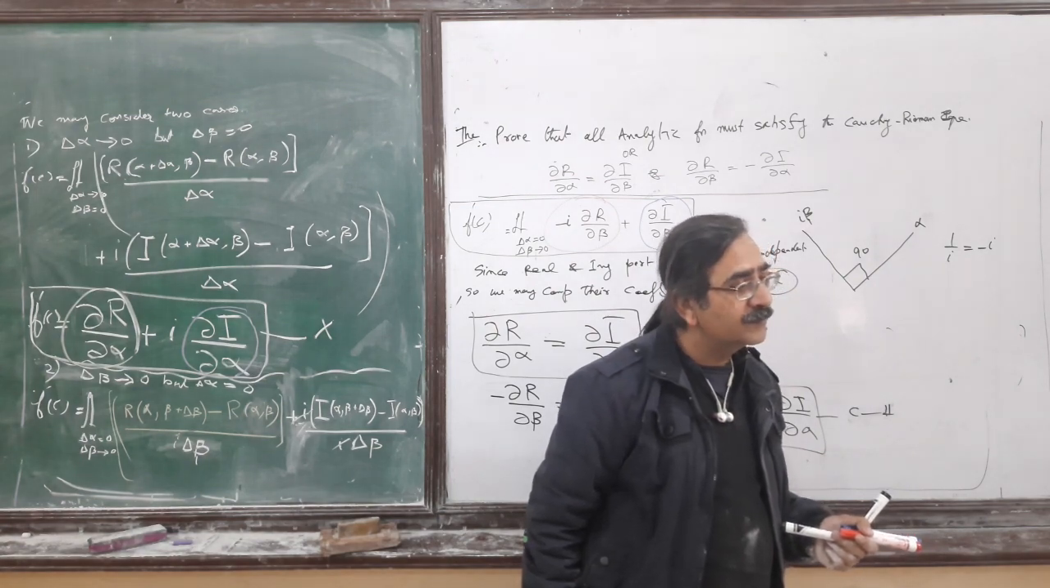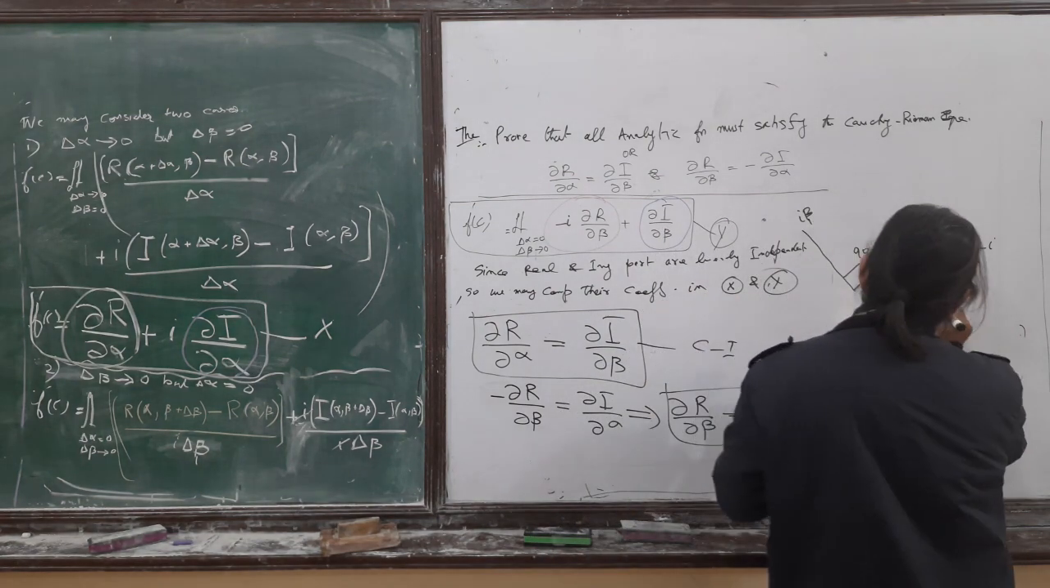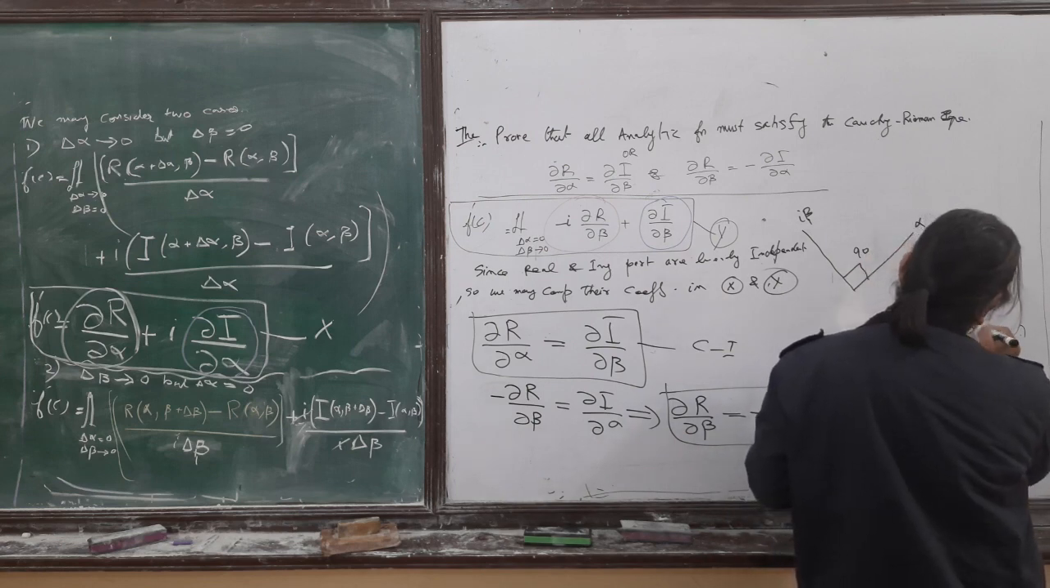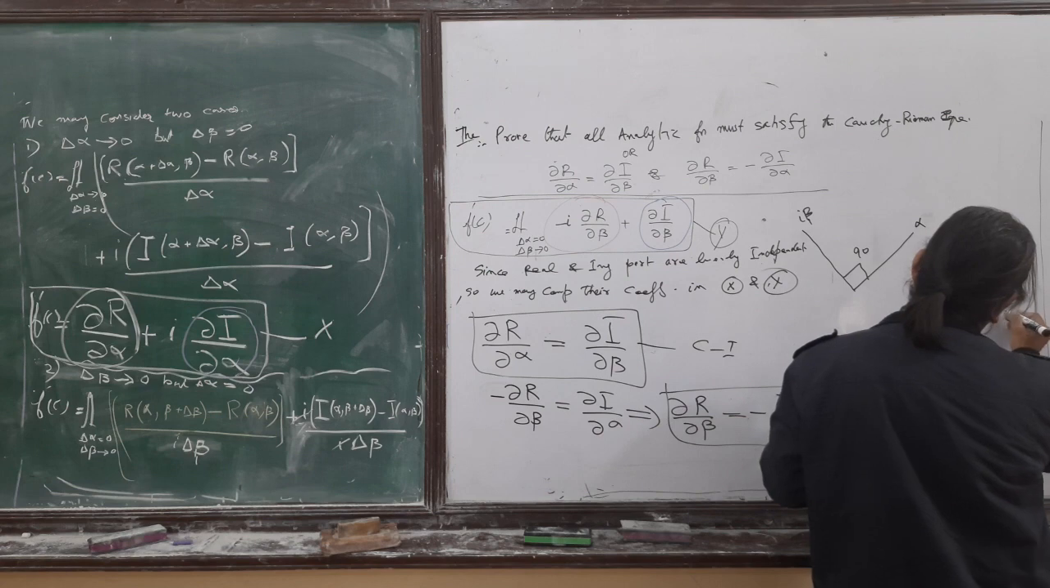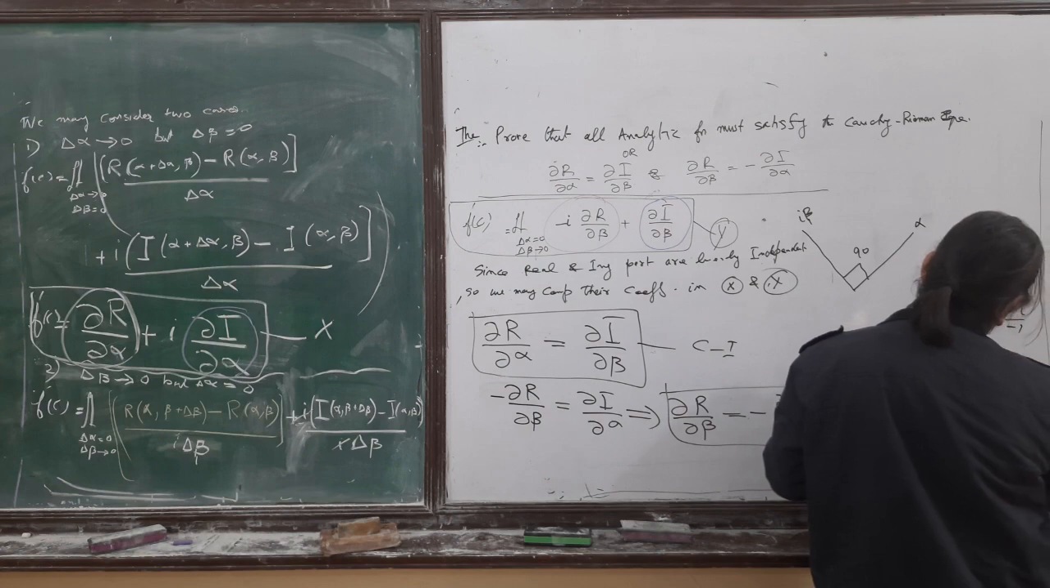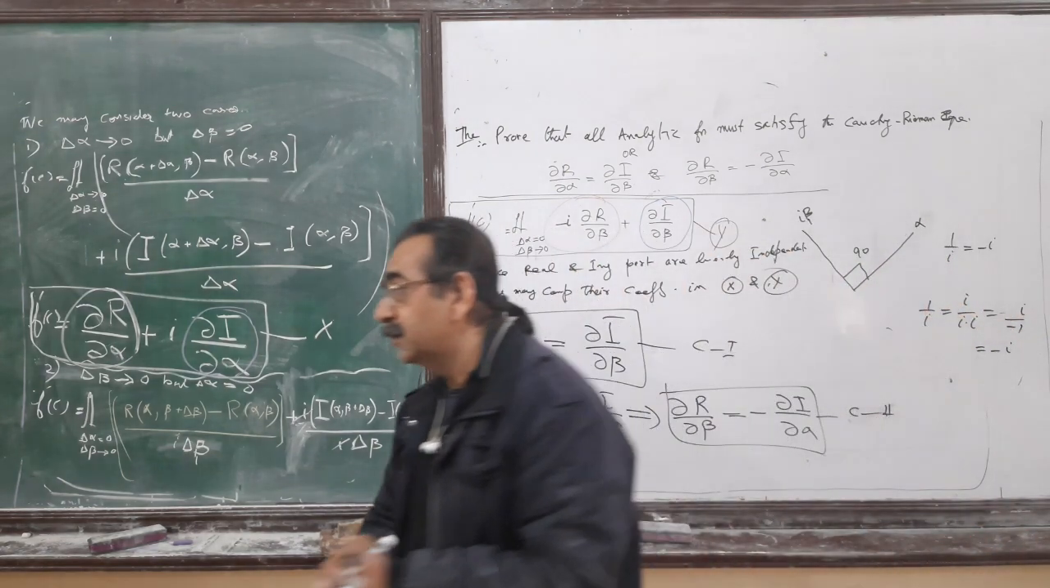1 over iota multiplied by iota, okay, because that is equal to minus 1 and this is equal to minus 1. Yes, thank you very much.